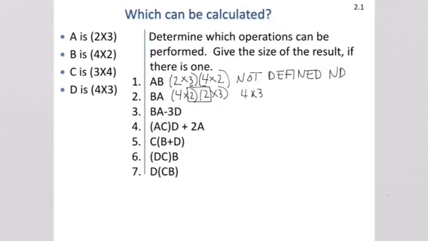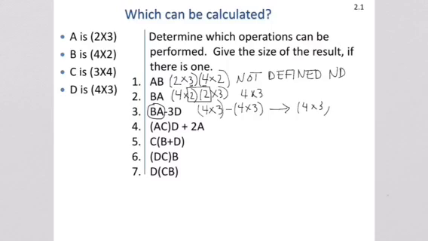Okay, so now that BA is defined, we know for number 3, this piece here, B times A, is a 4 by 3 matrix. And then we want to subtract 3 times D. Now D is a 4 by 3 matrix, and multiplying by this scalar will not change that. So that's another 4 by 3 matrix. So component-wise addition, well in this case subtraction, is defined, and the result would be a 4 by 3 matrix because the operation is defined component-wise.